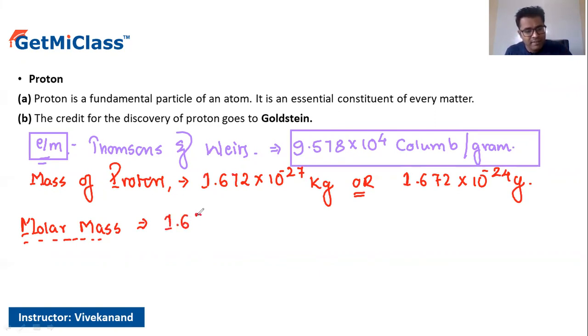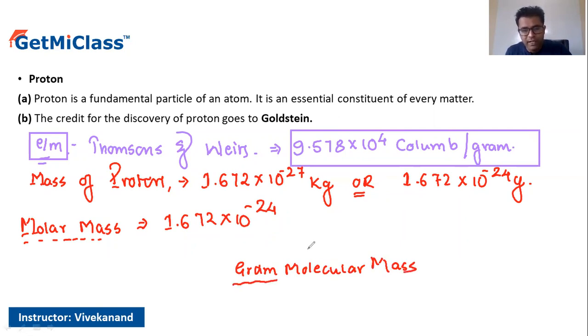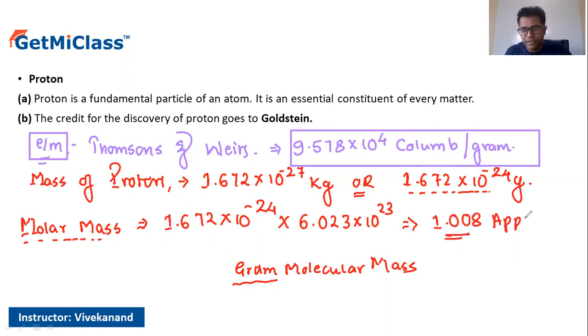1.672 into 10 raised to minus 24 in terms of gram, because we are speaking about the gram molecular mass. So we are taking it in the form of grams, and therefore I'm multiplying this value by Avogadro's number, that is 6.023 into 10 raised to 23. That is equal to approximately 1.008. This is an approximate figure.